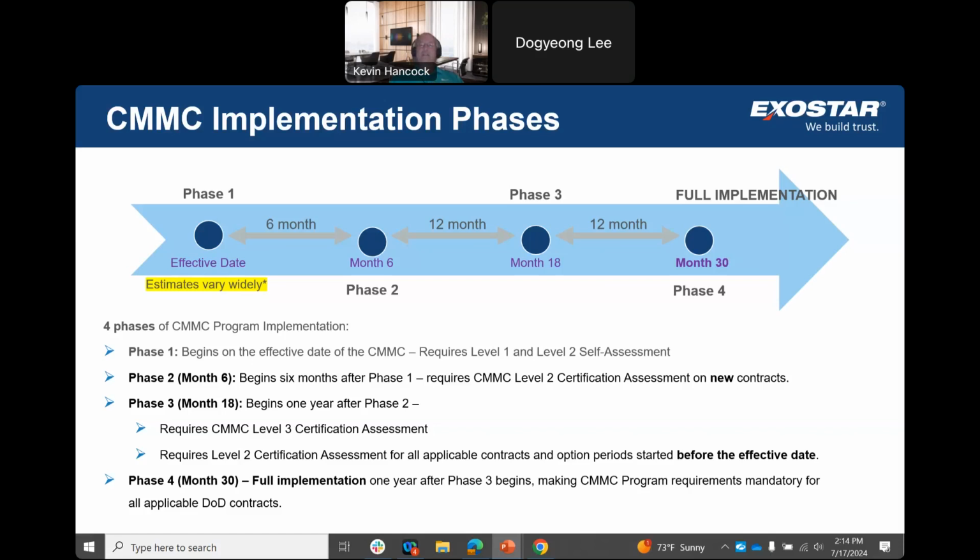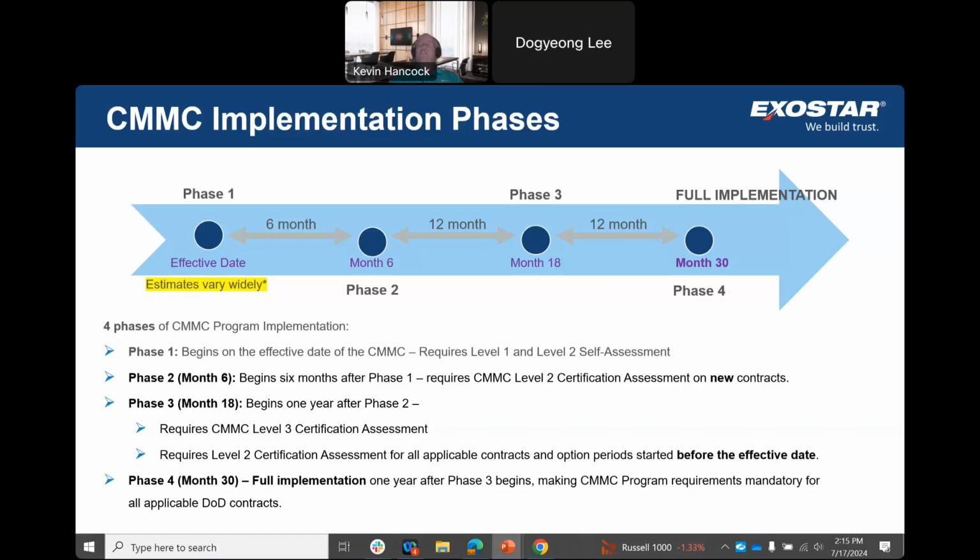After that period, you'll start to see level 3 be required, and level 3 being required to have that third-party assessment. And with level 3 is when you start to see a DBCAC assessment. DBCAC is DoD's auditing agency. Rather than that certified third-party assessment organization, DoD will actually come out and do your assessment. And you'll also start to see level 2 certification assessment requirements appear in option year periods and addendums and things like that to existing contracts. And then phase 4 is when we really hit full implementation.